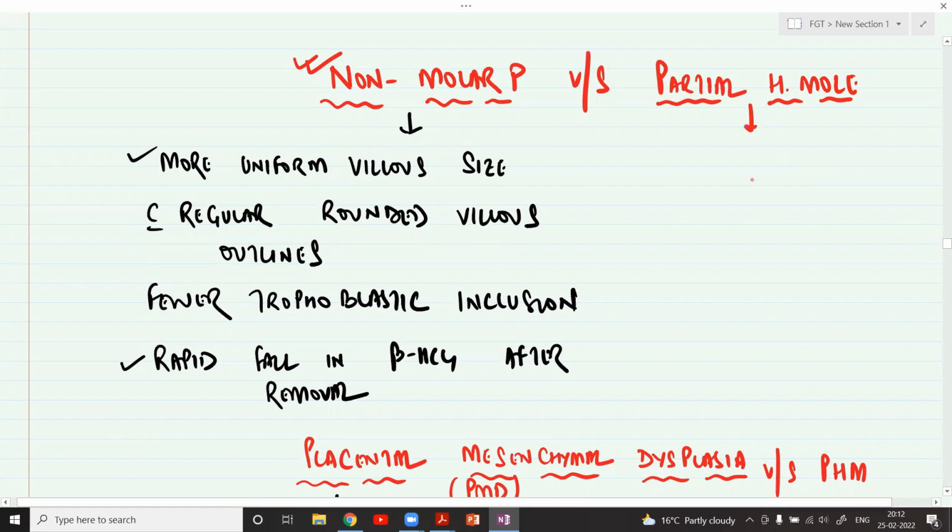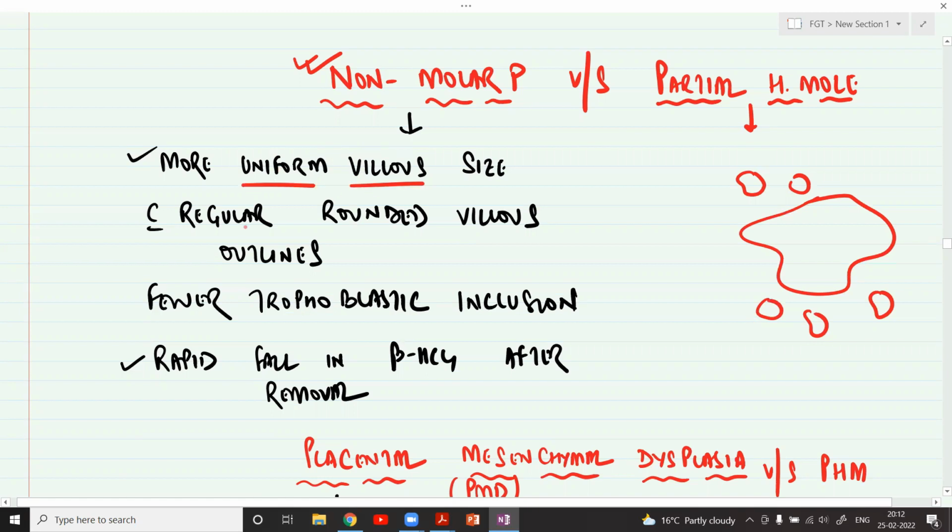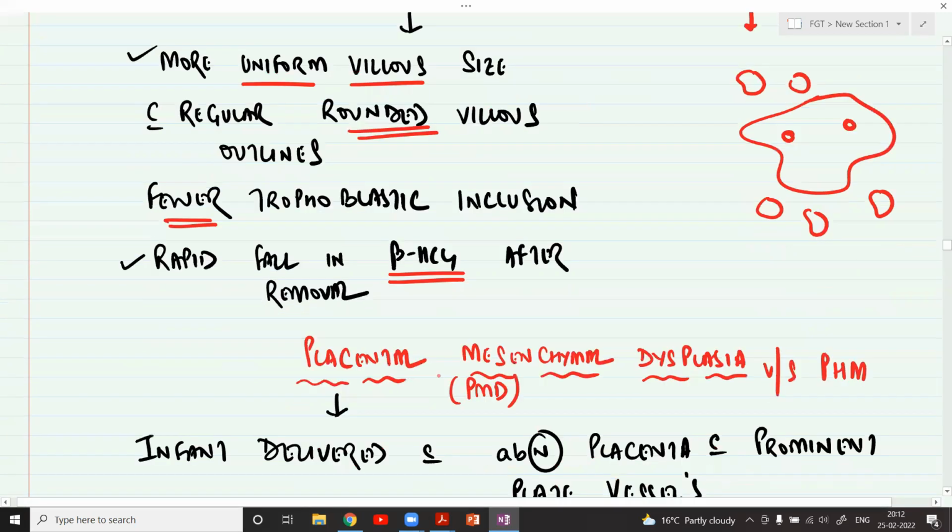Now, in case of partial mole, we had seen that some villi are of normal size, whereas some villi are expanded. So there is a variation in size of villi in case of partial mole, whereas in non-molar pregnancy, you have a more uniform villus size with regular rounded villus outlines as compared to the partial mole. The trophoblastic inclusions which were present over here are very few in non-molar. And very importantly, after you remove a partial mole versus a non-molar pregnancy, the beta HCG level falls very fast in case of non-molar pregnancy as compared to the partial mole. So this is also one differential diagnosis of a partial hydatidiform mole from a non-molar pregnancy.